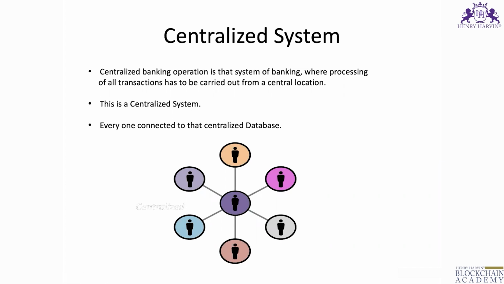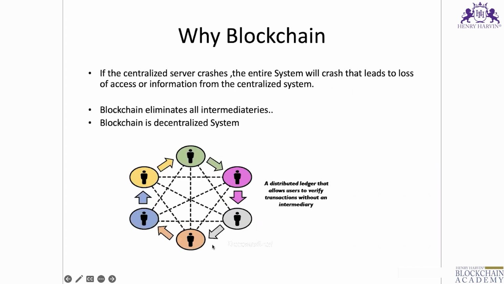That is centralized. But here, see, there is no server. Nobody is in control. No node is better than the other node. All the nodes have equal priority. Nobody is controlling the system. So this is called decentralized.